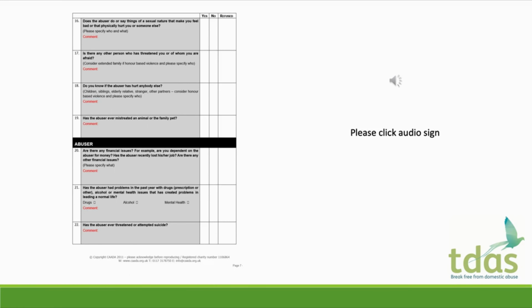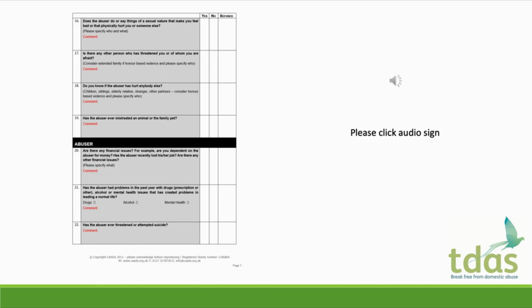The victim may be new to the country and not know their entitlement to benefits. Does the victim have recourse to public funds? Are they entitled to access benefits and housing? Are there any debts that the victim has as a result of financial abuse from the perpetrator?